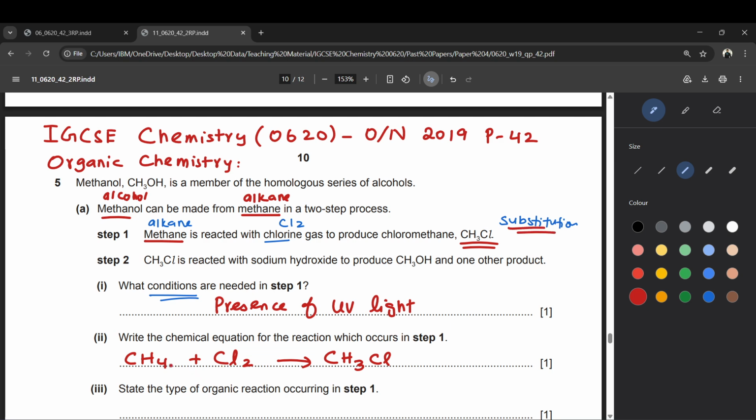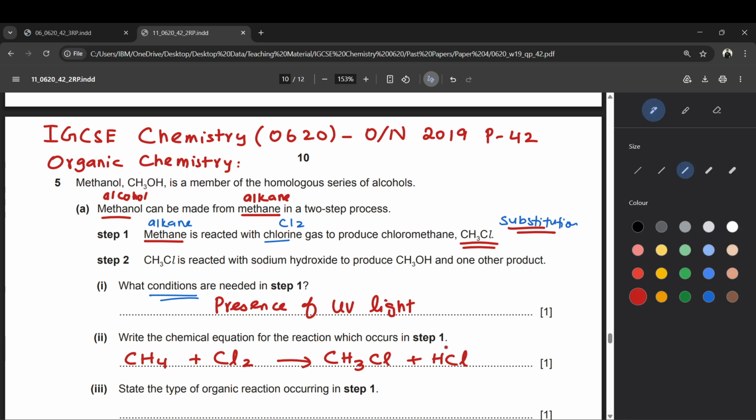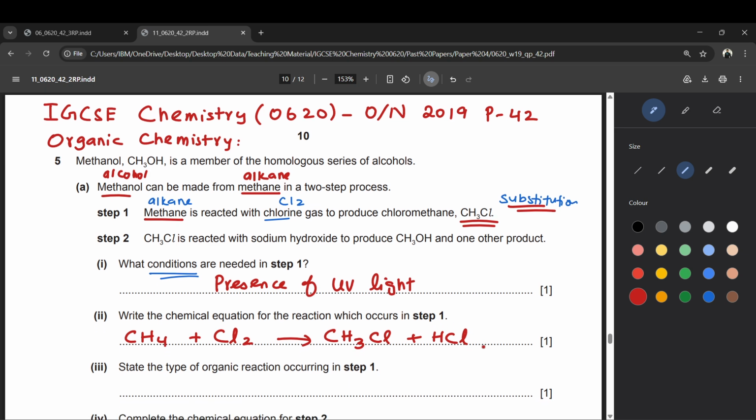Okay, so what happens now? One hydrogen is lost from here, and here we had two chlorine atoms because chlorine is diatomic. So one chlorine bonds with this molecule, another chlorine is going to bond with this hydrogen. So therefore, my second product is going to be hydrogen chloride. Let me tell you, this is not hydrochloric acid. This is hydrogen chloride gas, right? Hydrochloric acid forms when you dissolve this gas in water. Then it says state the type of organic reaction occurring in step one. We have already mentioned substitution reaction.